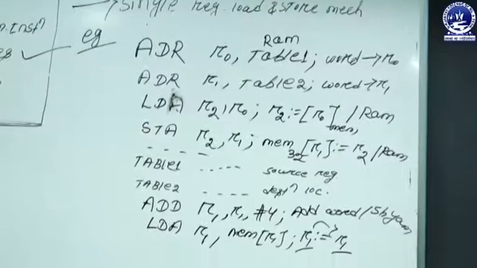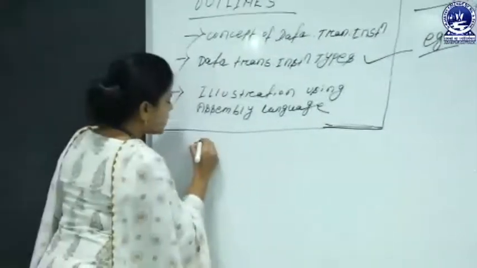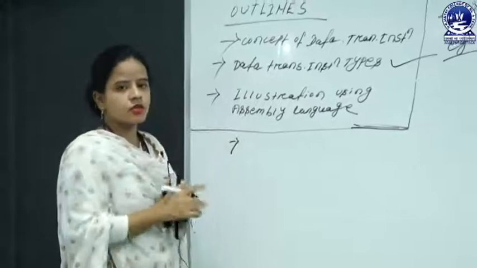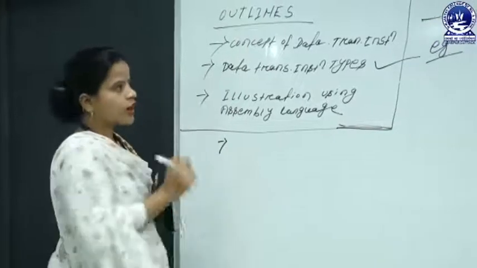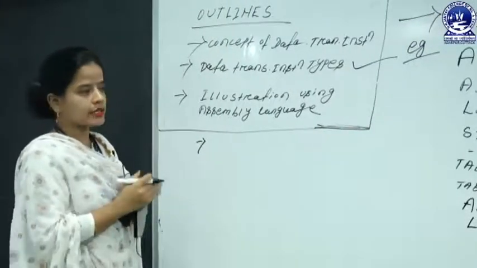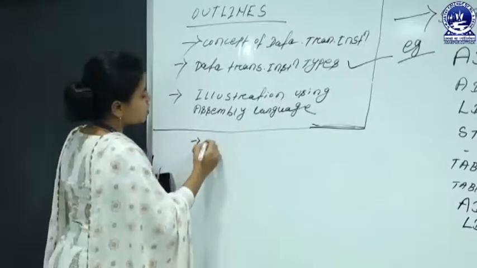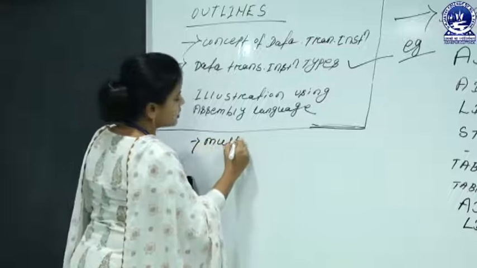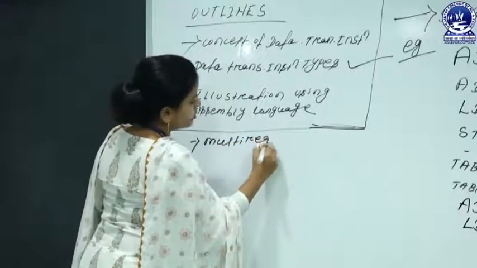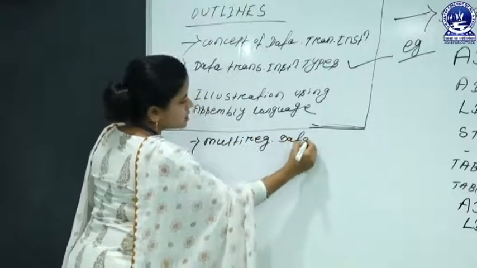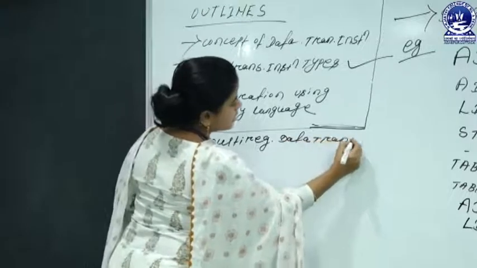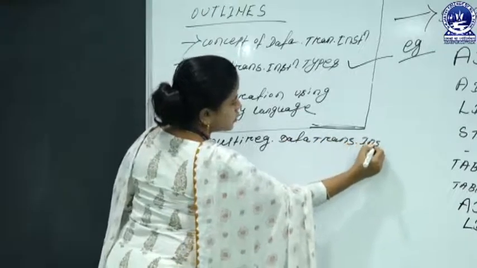Now let's go to the next concept. As I already explained, data transfer instructions are possible in 3 ways. The first one is the single register load and store architecture. Now let's go to the second concept. The second concept provides multiple register data transfer instructions.